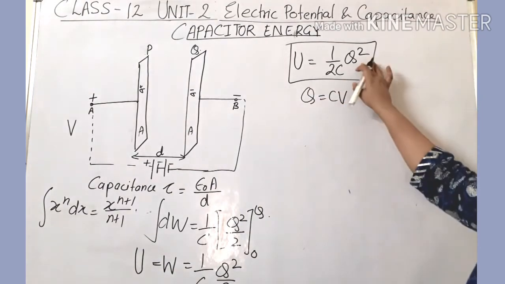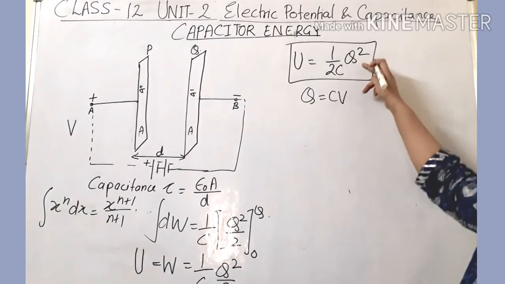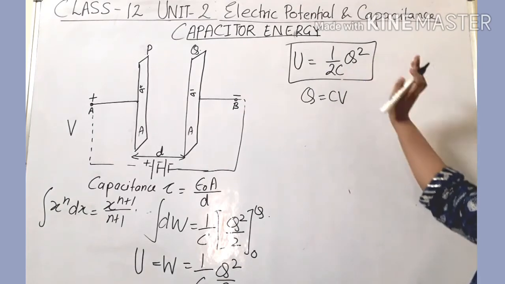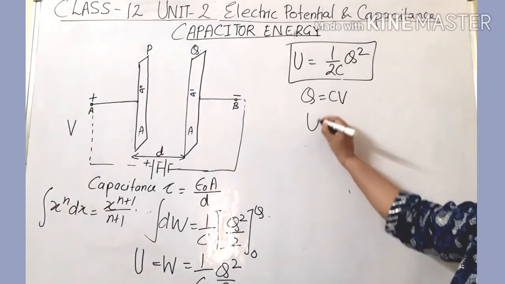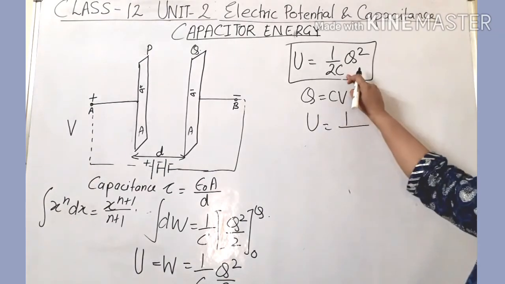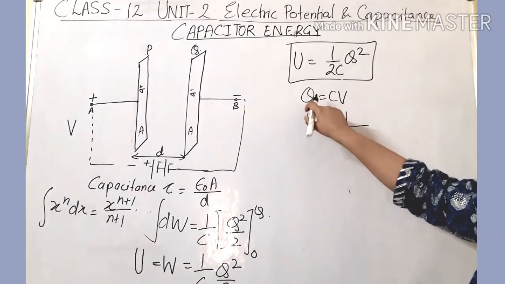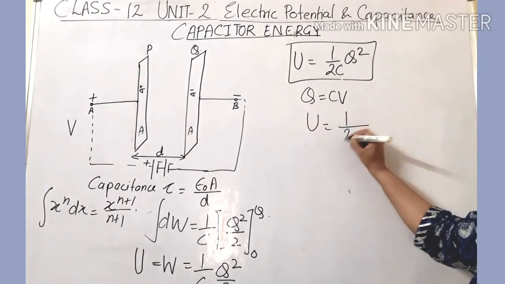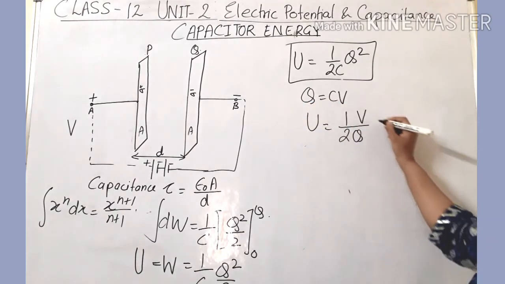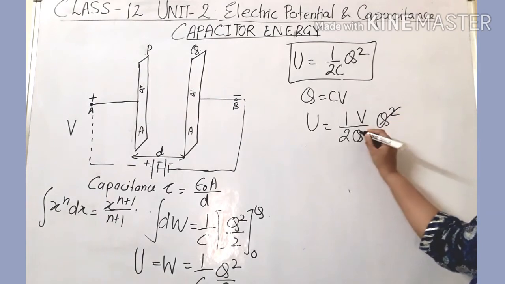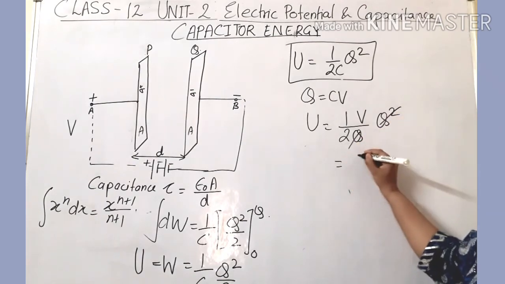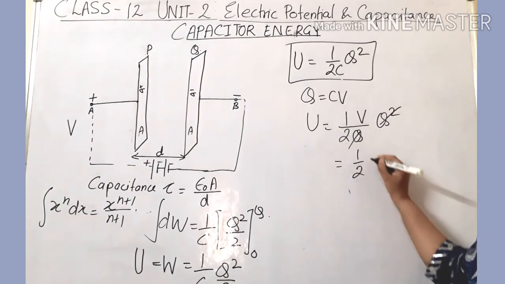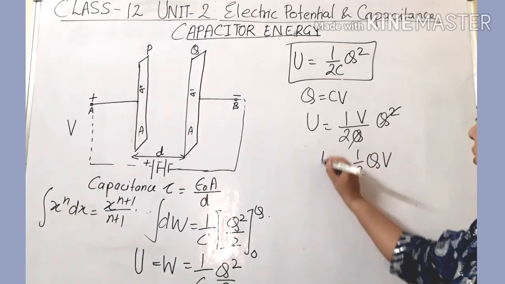So one time you can put this formula in the form of Q by C, Q and C terms. Another result can be found out if you are replacing the value of C. So it will be Q divided by V. So 1 over 2 into Q divided by V into Q square, and then the power will cancel out and you will get the result as half of Q into V. This is another result.